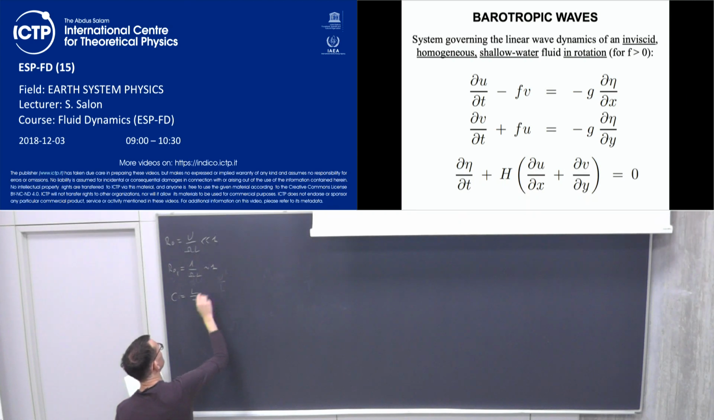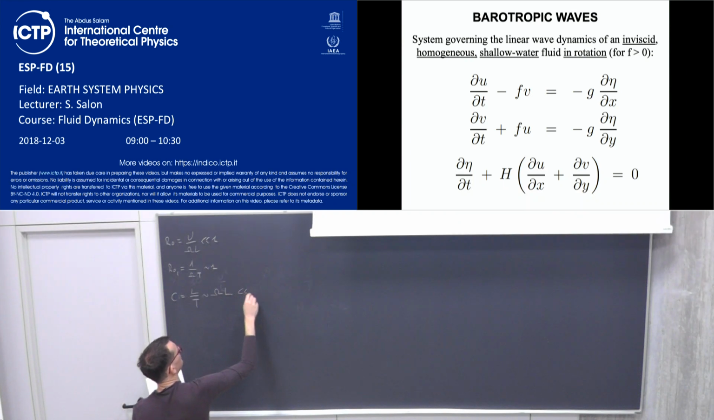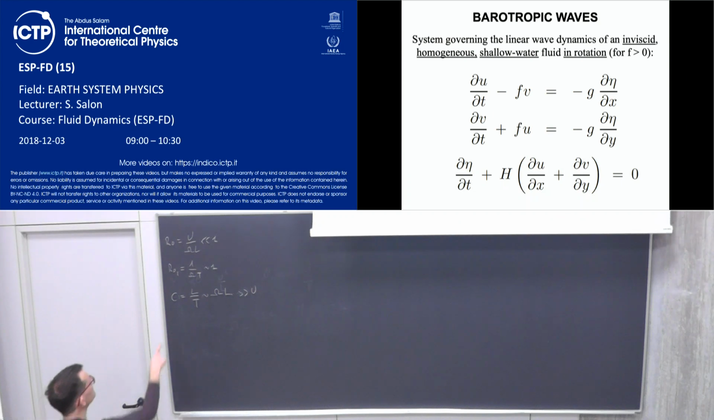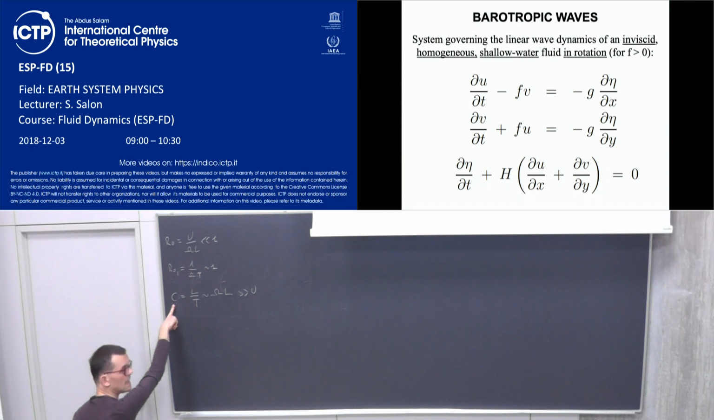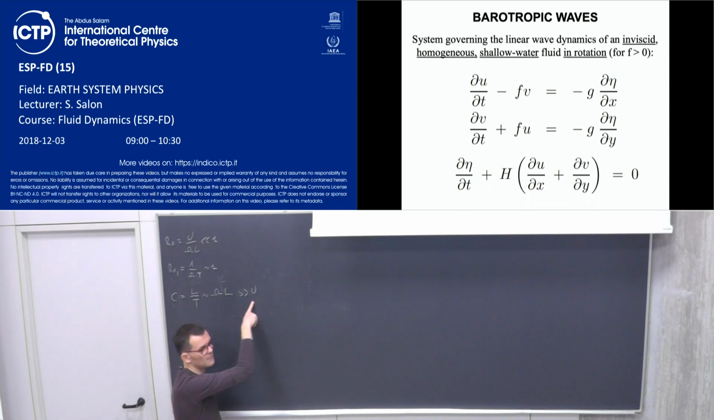So 1 over t is order omega, and if we have omega multiplied by L, we know that this is much larger than u. Okay? So the velocity of the signal is much larger than the velocity of the parcel. So this is the trick that this kind of flow is characterized by.